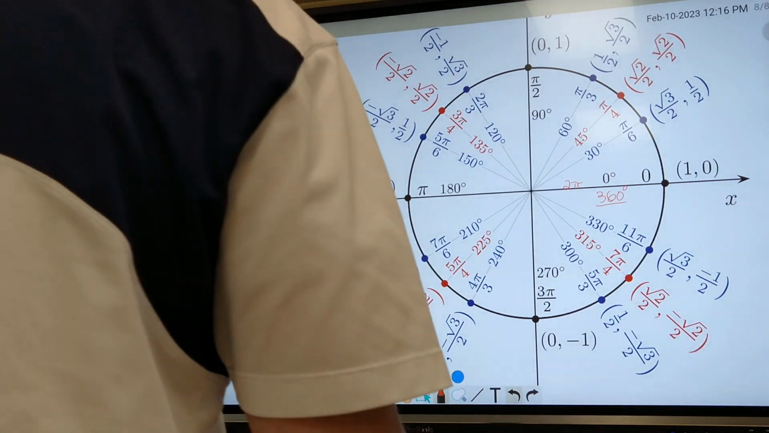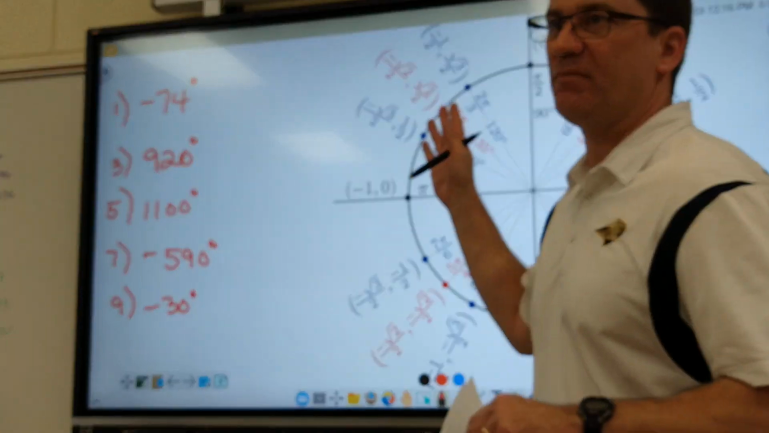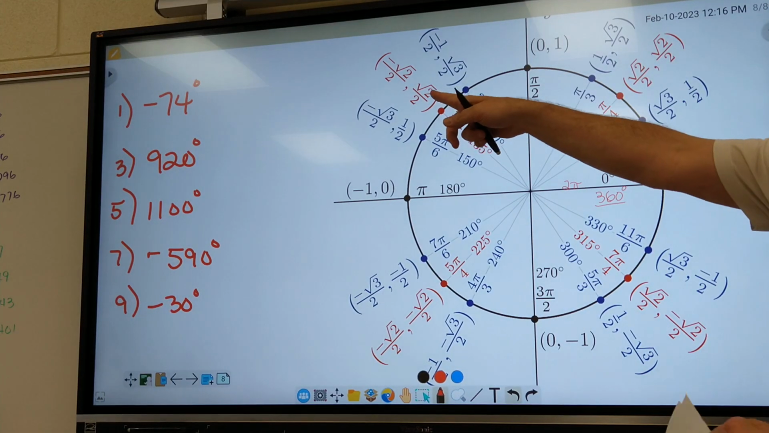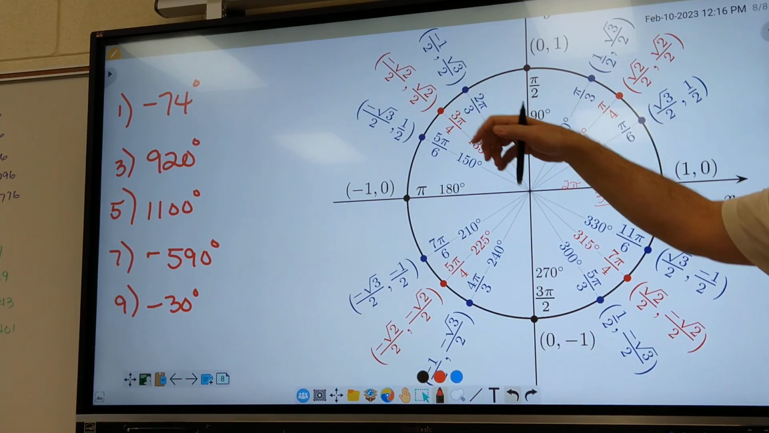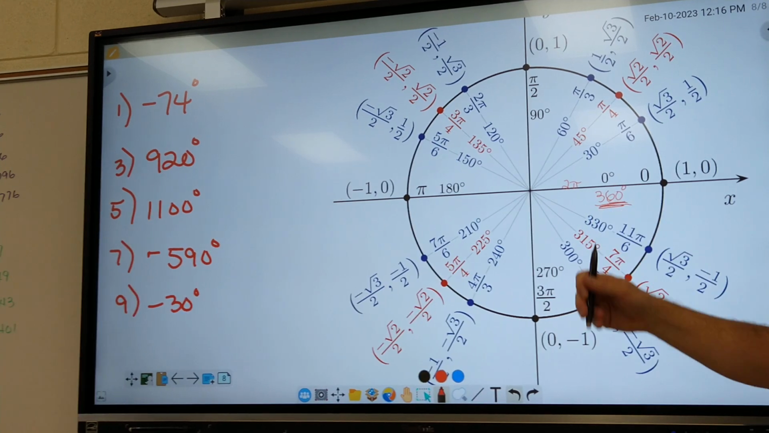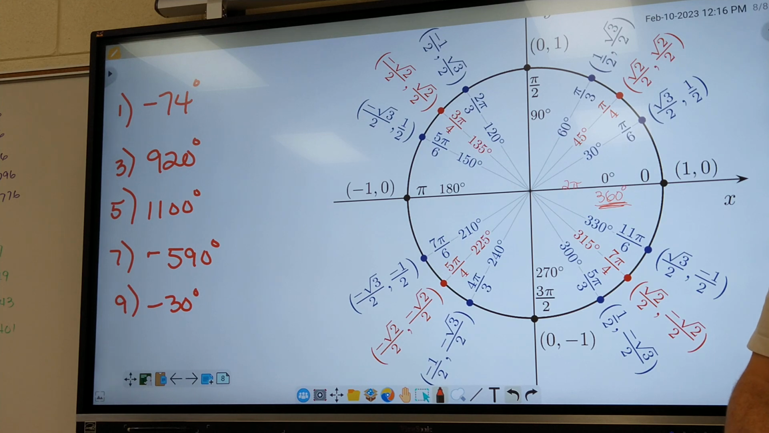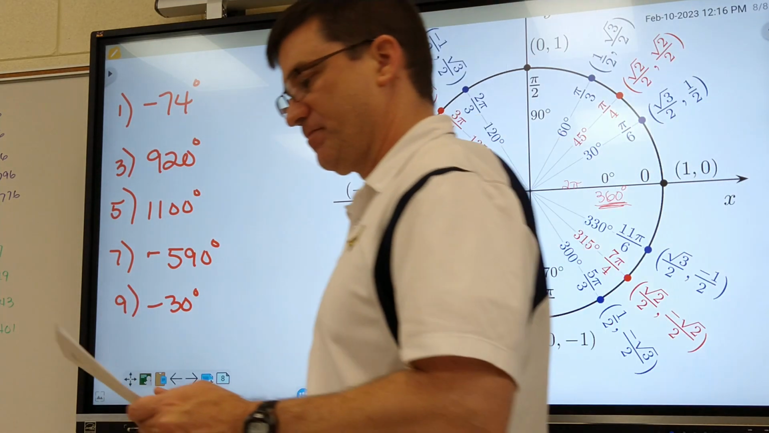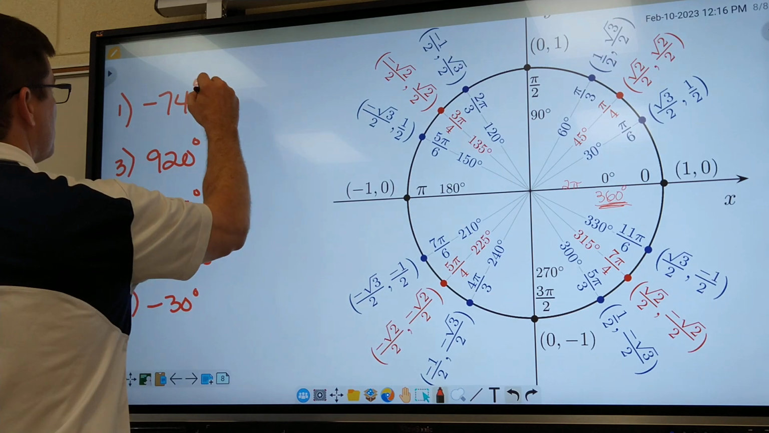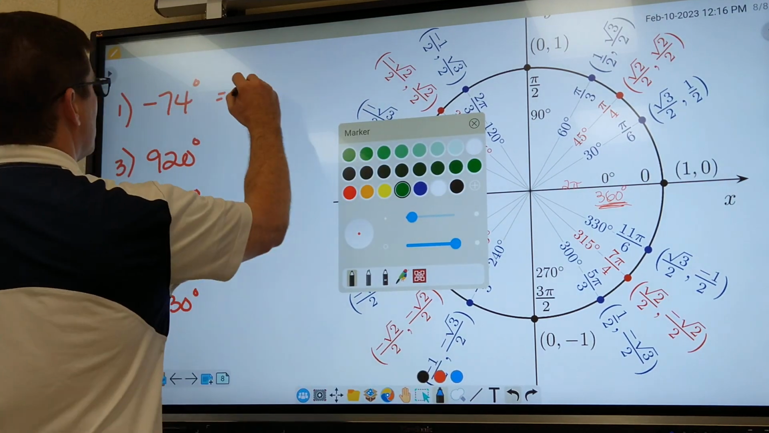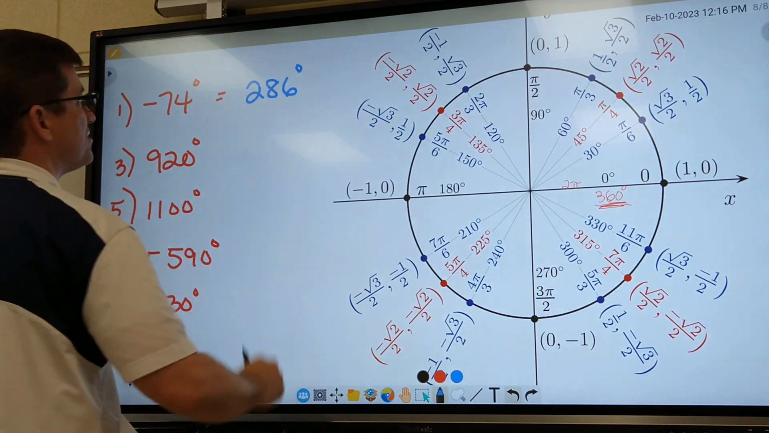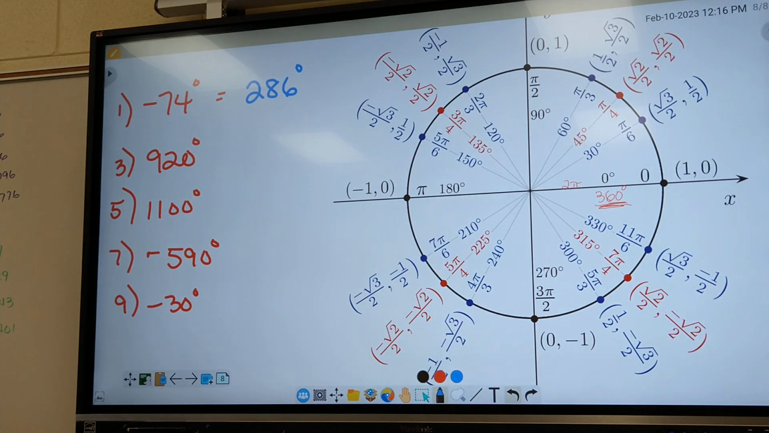It's a negative degree, negative 74. That's not on the circle, right? So if you want to make that a number on the circle that's equal to negative 74, just add 360 degrees to it. Take a calculator, add 360. Tell me what you get. 286 degrees. That's how we're going to get 1 through 10, finding the lowest possible number that's on your circle.